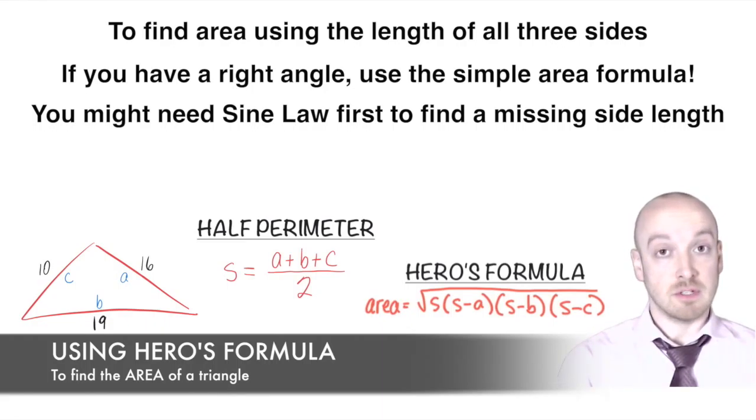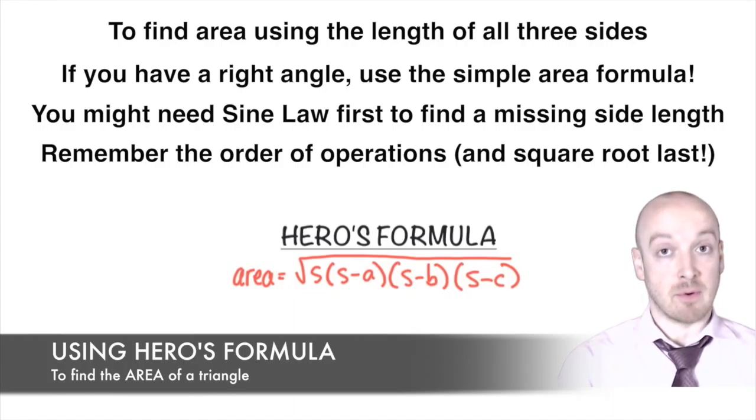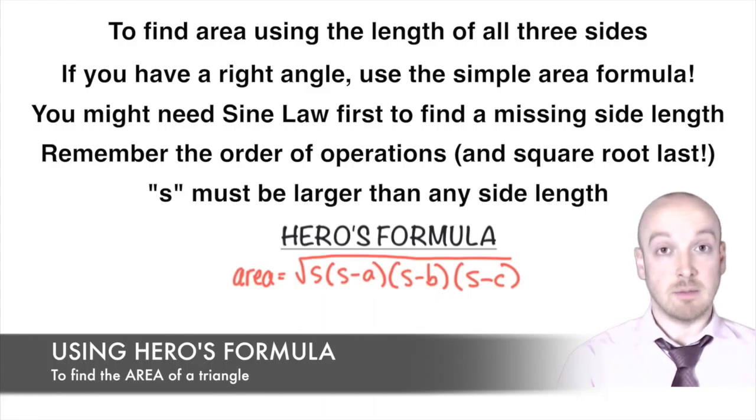Now be careful using the formula. Don't forget your order of operations. You've got to do what's in each of those 3 brackets first, then all your multiplications. And the last step is to take the square root. Now one trick to make sure you're doing this properly is that if S is smaller than any given side, you've made a mistake in calculating it, because half the perimeter of a triangle is always larger than any of its sides.